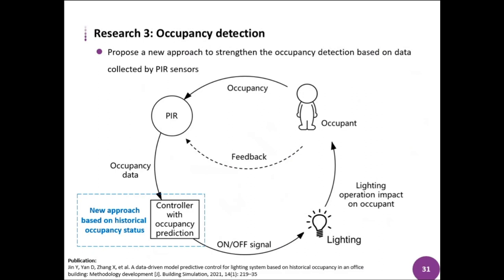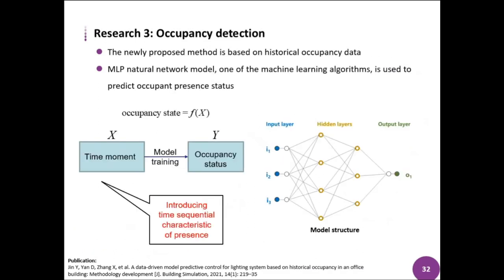And now, if your sensor detects no people here, then we are much more confident to say maybe the sensor is wrong. So we're not only using the current sensor detection signal to detect the people, but also using the historical data to make the detection more accurate.